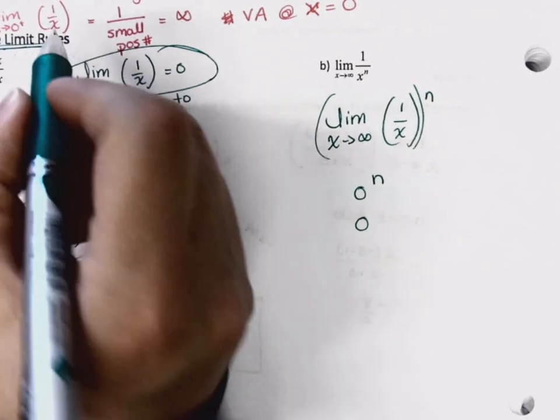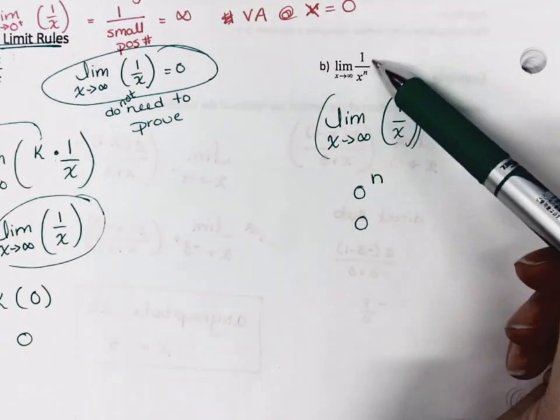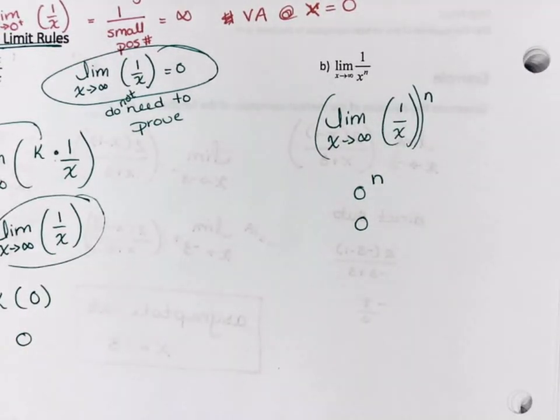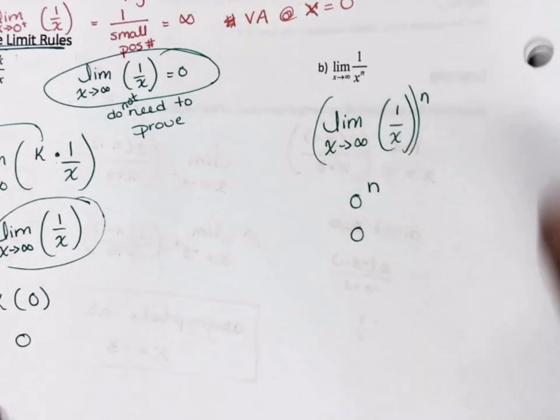So those are some really simple rule limits. If you can always get that 1 over x in there, you know that your function, your limit, is 0. Okay. So here we go.